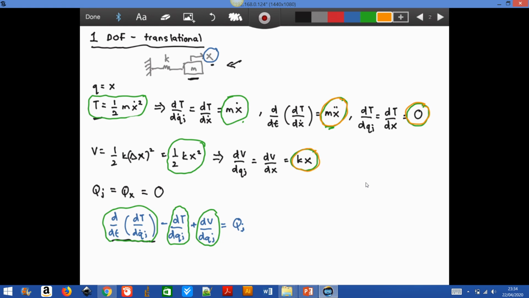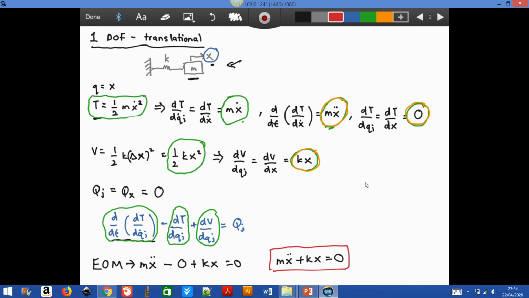Therefore, the equation of motion can be written as m x double dot minus 0 plus kx equals 0, or m x double dot plus kx equals 0. So this is the equation of motion generated by using the Lagrange equation. I think it's pretty easy, isn't it? Because you don't need to draw the free body diagram.